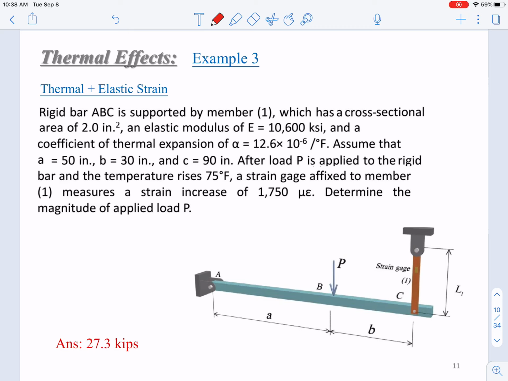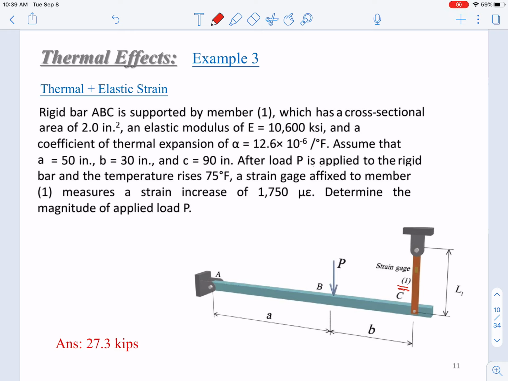In this example, let's examine the coupling effect of thermal and elastic strain. We have a rigid bar again, ABC. It's supported by member 1 here, which has a cross-section area of 2.0 square inch, elastic modulus of E equals 10,600 ksi, and a coefficient of thermal expansion alpha.